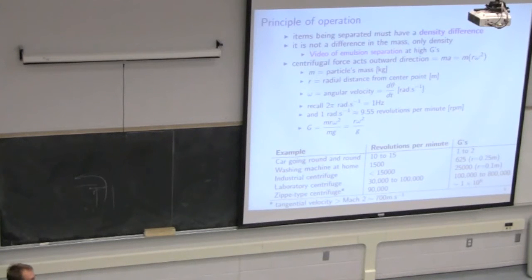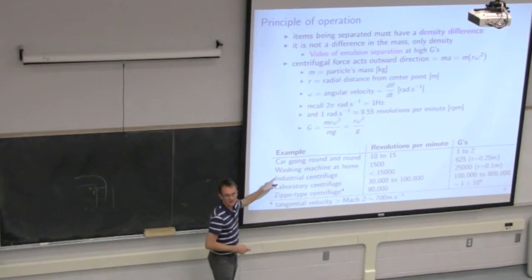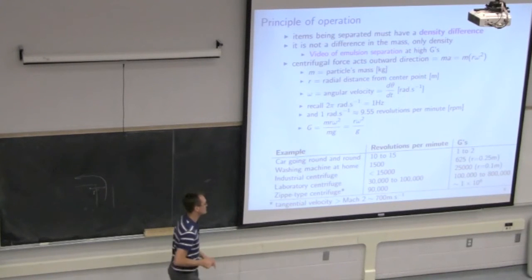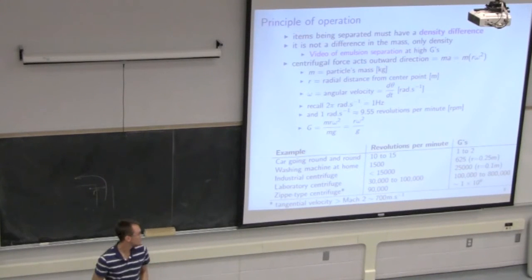When we're looking at industrial centrifuges, we're going quite a bit further than that. 25,000 is pretty typical for an industrial centrifuge. Okay, so that's a lot of energy going into the system over there. The lab scale centrifuge, we can get much, much higher because we're at a smaller scale. So there, those numbers are around 100,000 to half a million.